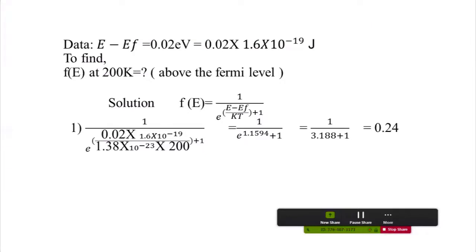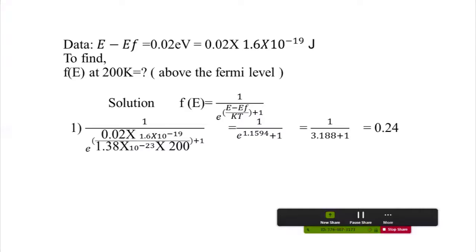But once again, we will check the difference between when it is above the Fermi level and when it is below the Fermi level. This is the above the Fermi level. E minus Ef we have considered directly as the positive value 0.02 electron volt. I think you know how to convert electron volts to joules: 0.02 into 1.6 into 10 to the power minus 19 joules.